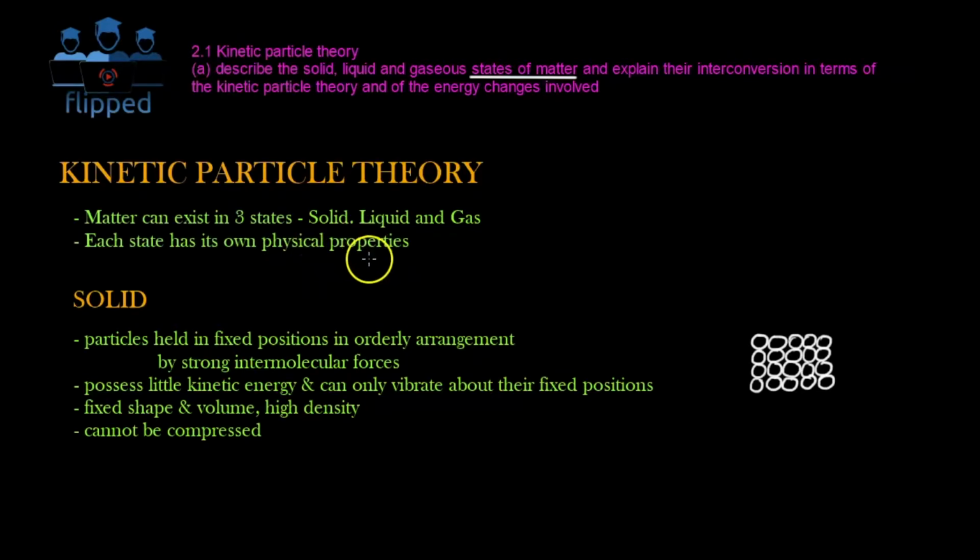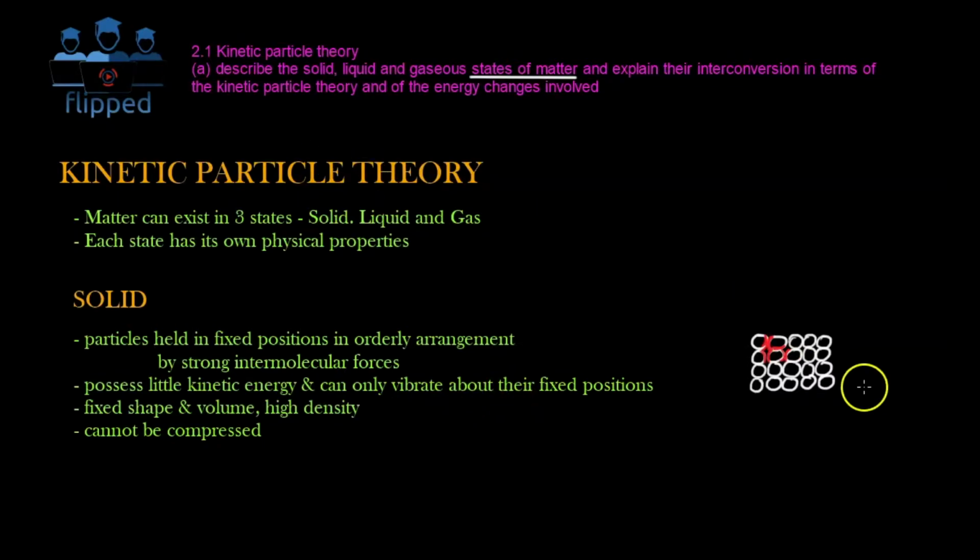Let's start with solid. So in solid, the particles are held in fixed positions in orderly arrangement because of strong intermolecular forces. So you can see that between the particles, let's do it in red. So all these red are the intermolecular forces of attraction. So you see that they cannot move much because all these red color forces is holding them together. And they possess very little kinetic energy and can only vibrate about their fixed position.